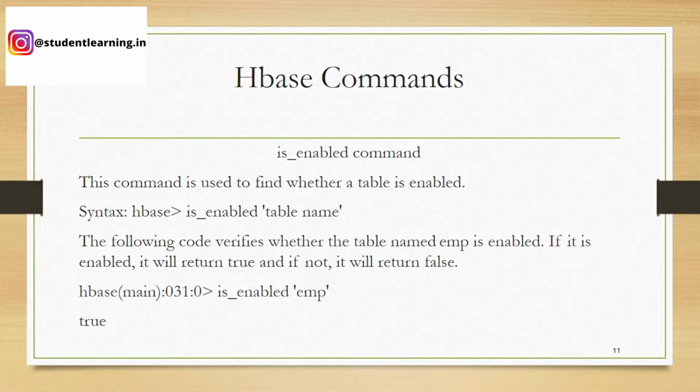This command is used to find whether a table is enabled or not enabled. The syntax is very simple. Just write is_enabled and mention the table name. For example, suppose your table is EMP. For this, just write is_enabled and mention EMP within quotes. So the following code verifies whether the table EMP is enabled. If it is enabled, it returns true. If not enabled, it returns false.